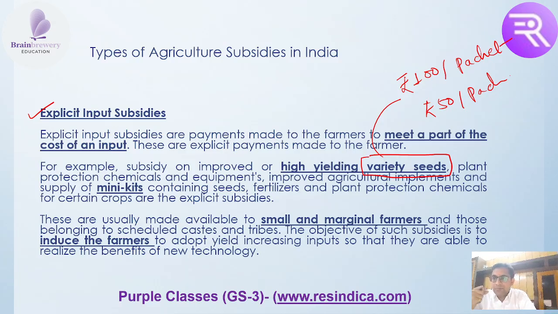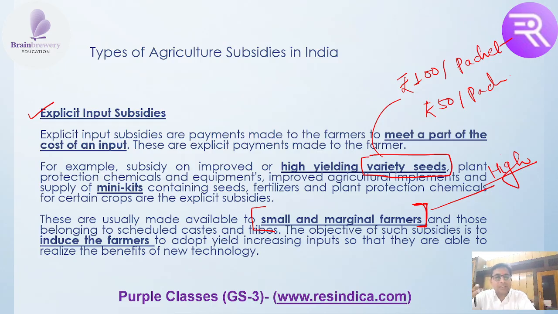Normally, these types of things are especially available for small and marginal farmers, because they don't have the resources to buy high costing chemicals, high costing fertilizer, high costing seeds, right? So these subsidies, which we call explicit input subsidies, are provided especially to small and marginal farmers, those belonging to scheduled caste, scheduled tribe, OBC, or those who have very low income sources.